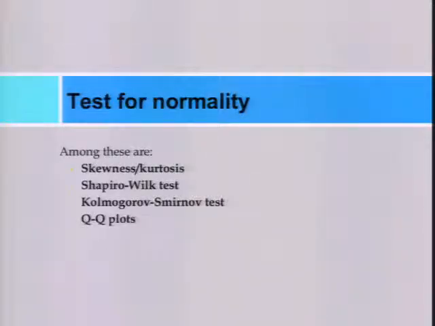So it's important to ascertain whether your data is normally distributed, as the hypothesis tests you might use later on are predicated on this assumption. Among these tests are skewness and kurtosis, the Shapiro-Wilk test, the Kolmogorov-Smirnov test, and the QQ plot.